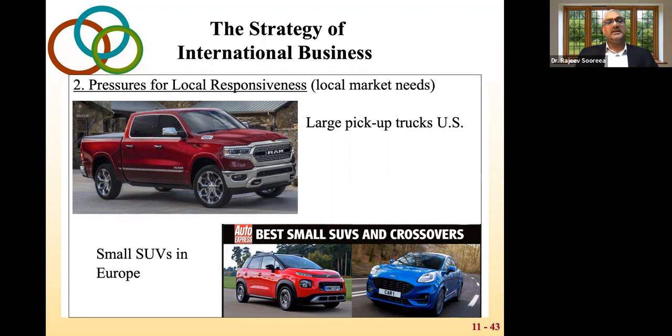So another example of local responsiveness would be when Walmart came to China, as probably you would know. When Walmart came to China, they provided frozen fish. Because of cultural differences, they didn't understand that people in China need to have fresh, live fish. Okay, so that's a cultural thing.